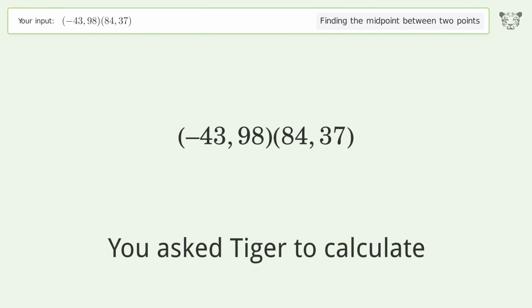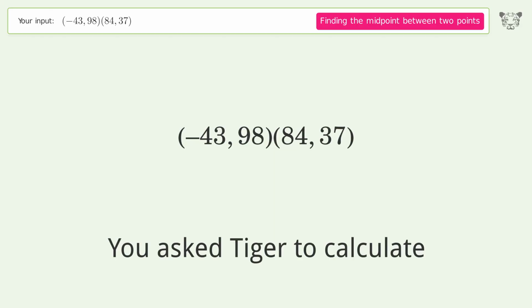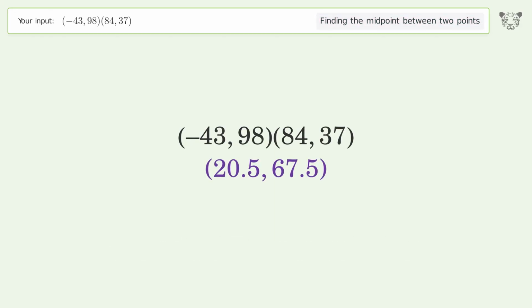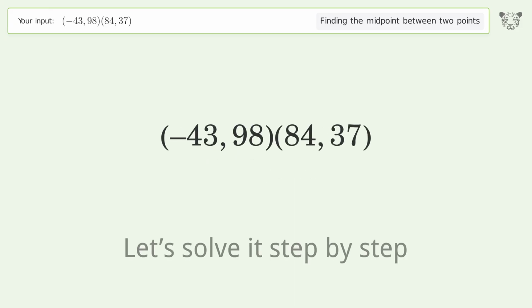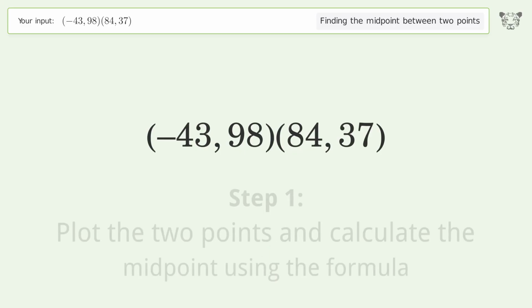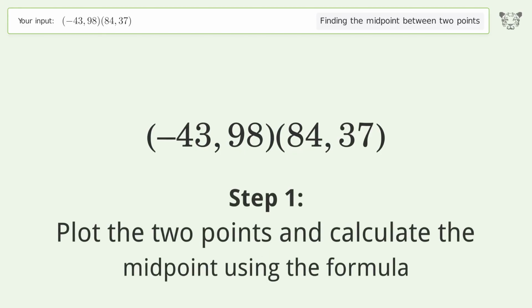You ask Tiger to calculate. This deals with finding the midpoint between 2 points. The midpoint between the 2 points is 20.5, 67.5. Let's solve it step by step. Plot the 2 points and calculate the midpoint using the formula.